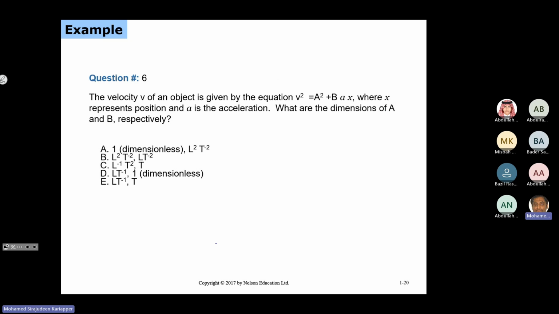So let's take this equation. What dimensional analysis tells you is that every term in an equation must be of the same dimension. This is one such equation. So what are the terms here? V squared is one term, A squared is another term, B into A into X, that is another term. So term 1, term 2, this whole thing as one term.